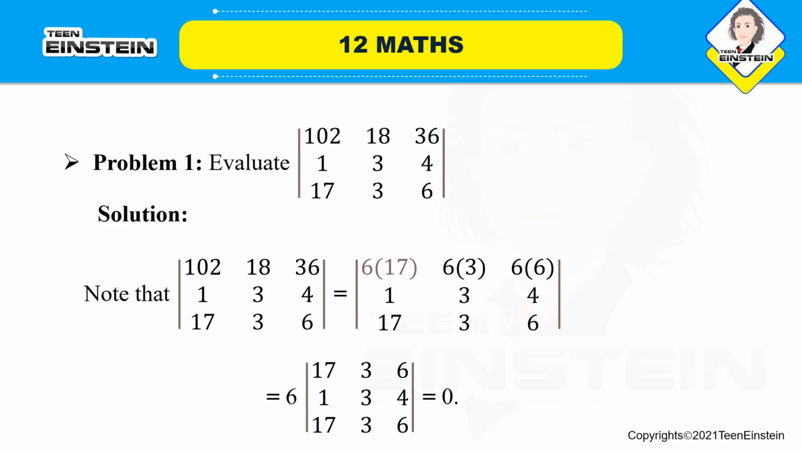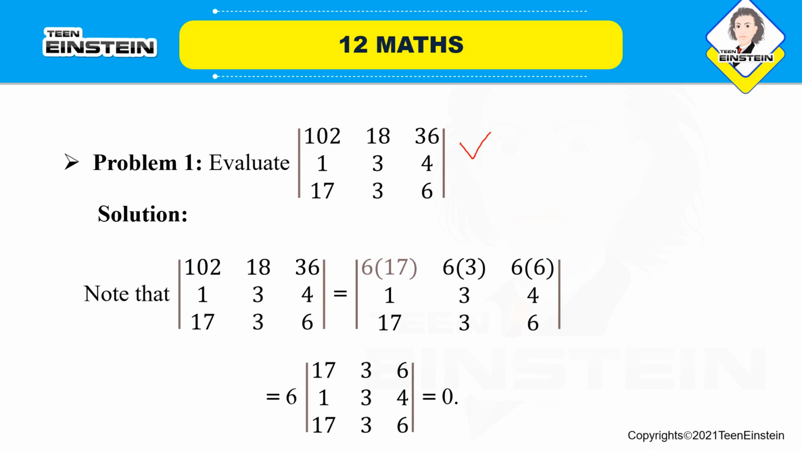Now I move on to problems. Problem number 1. Evaluate the determinant with first row 102, 18, 36, second row 1, 3, 4, and the third row 17, 3, 6. We have to evaluate this determinant, that means we are going to find the value of the determinant.